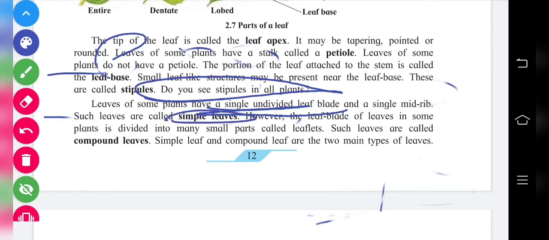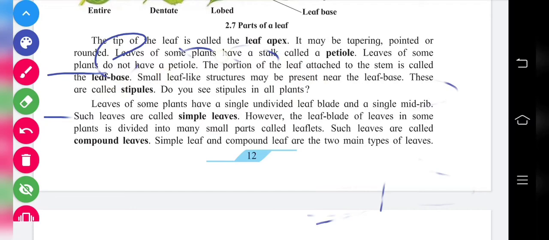Those having a single leaf blade, this is called a simple leaf. What do you call that? Simple leaf. What is a simple leaf? They have an undivided leaf blade and a single midrib. Single midrib means only one midrib will be present. That's called a simple leaf.